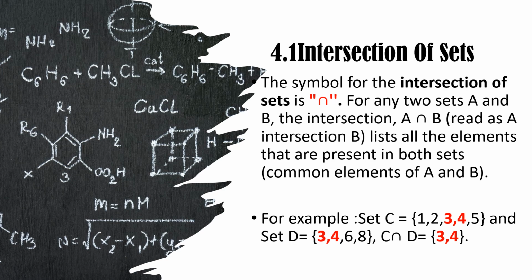In this example, you can see set C has 1, 2, 3, 4, 5, and set D has 3, 4, 6, 8. So the common elements in both sets are 3 and 4. So you can see C, the inverted U symbol, D, C intersect D is 3 and 4. Okay, so this is simple. And I'll move on to the next one.